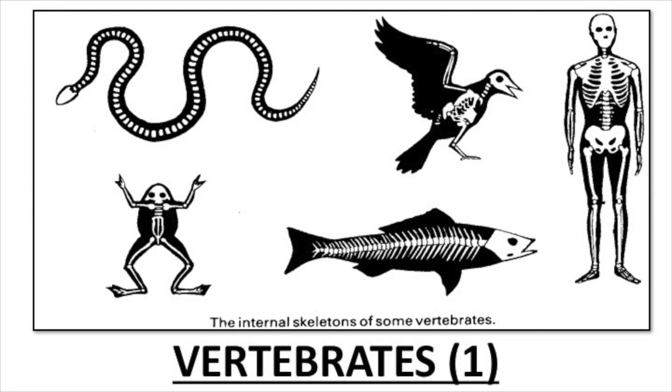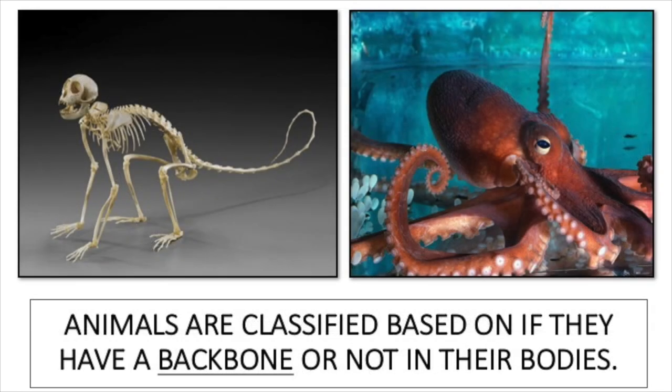That's what makes it a vertebrate. But what about this? Bird. This one hops about. A frog, yes. Fish, and then us, humans. These are the different types of vertebrates that we're going to learn about today. Animals are classified based on if they have a backbone or not in their bodies.